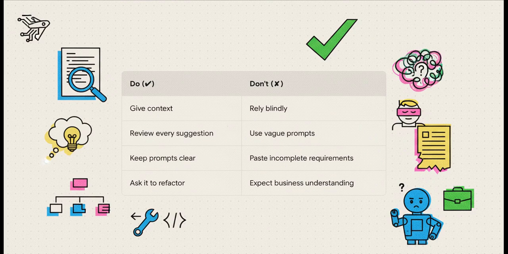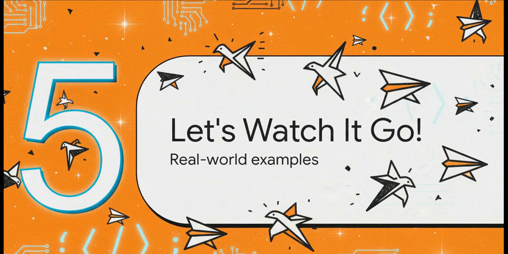And last, rule number 3. Do give it helpful clues, but don't expect it to read your mind. It's really smart, but it's not a mind reader. So you learned how to turn it on, how to talk to it, and you know the rules of the game. Now for the really fun part. Are you ready to see it in action?